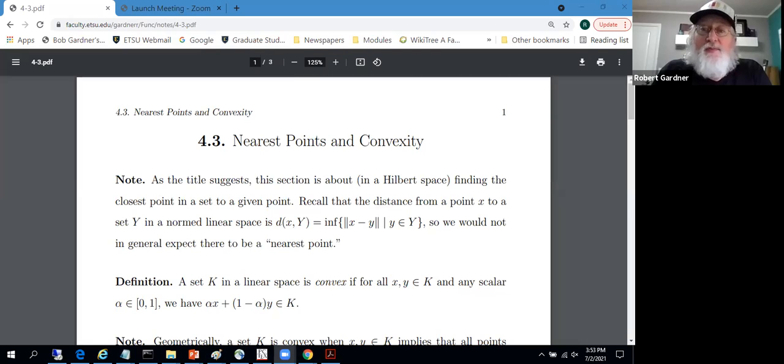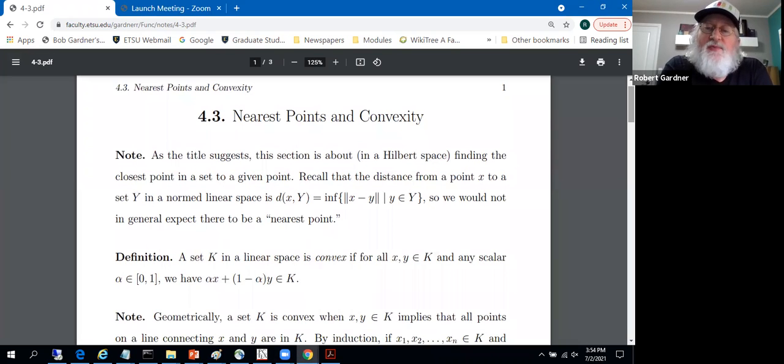So welcome to section 4.3, nearest points in convexity. After this, we'll move on into inner products and orthogonality in the Hilbert space setting. But in this section, as the title suggests, we'll find a closest point in a set to a given point with an eye towards the Hilbert space setting. Actually, we'll have some results that apply to Banach spaces as well. But Hilbert spaces are special cases of Banach spaces, so we're getting Hilbert space results ultimately.